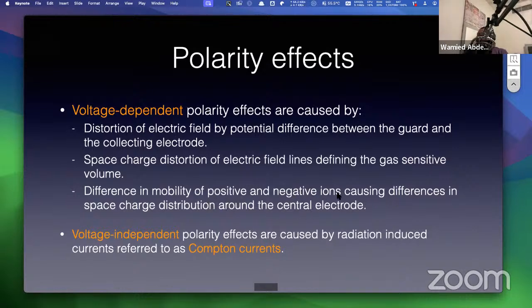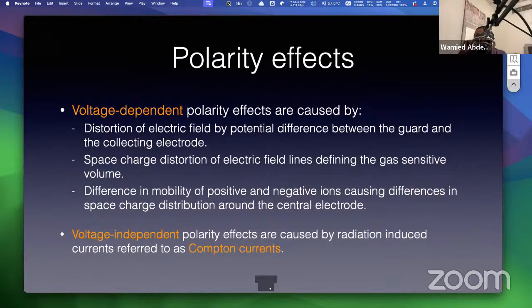Difference in mobility of positive and negative ions. Ideally, when we have positive and negative ions, imagine the speed of the negative ions in the electric field is higher than the speed of the positive ions. So we are going to collect them, and when we collect the negative ions, the chamber is no longer neutral, but we have an excess of positive charges inside. That could also affect the electric field inside the chamber.